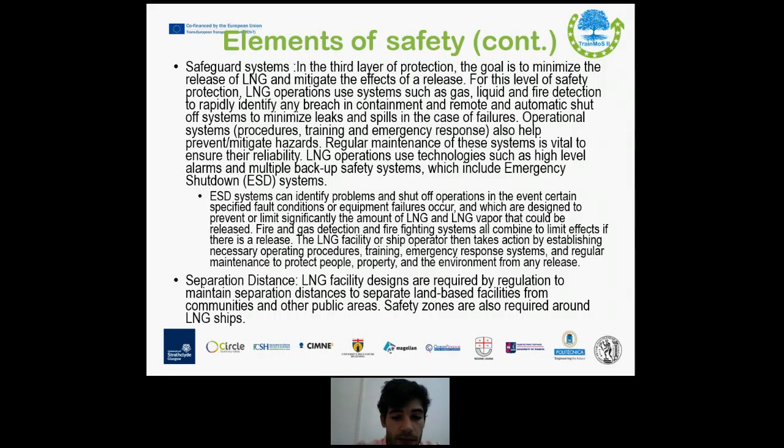Fire and gas detection and firefighting systems all combine to limit effects if there is a release. The LNG facility or ship operator then takes action by establishing necessary operating procedures, training, emergency response systems, and regular maintenance to protect people, property, and the environment from any release.